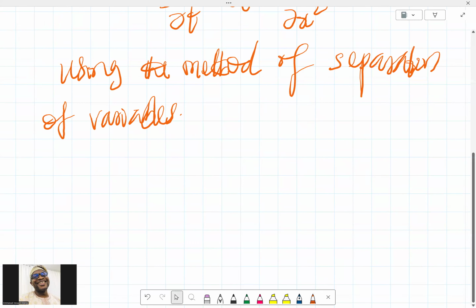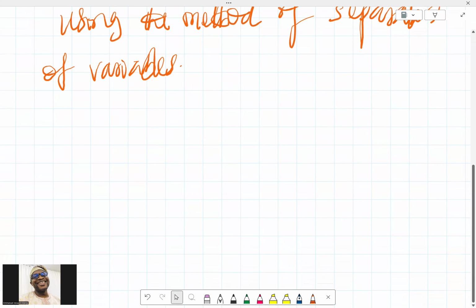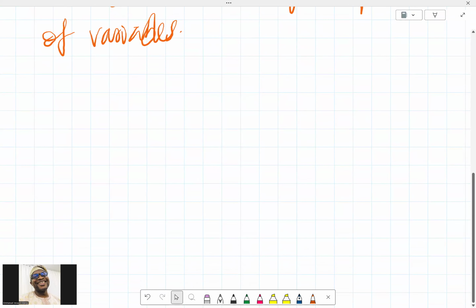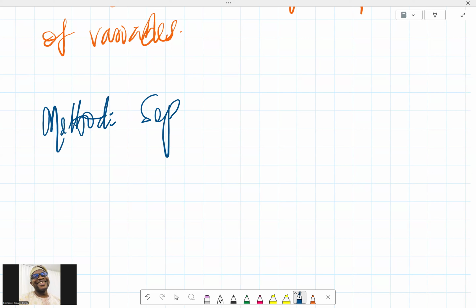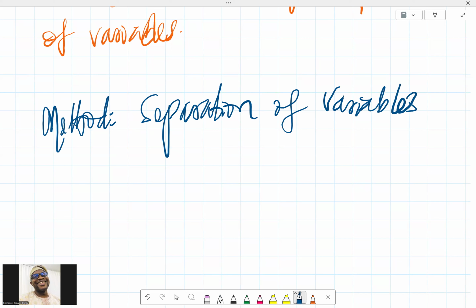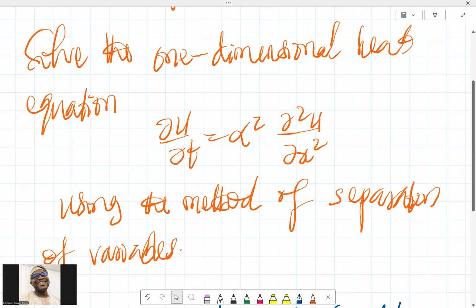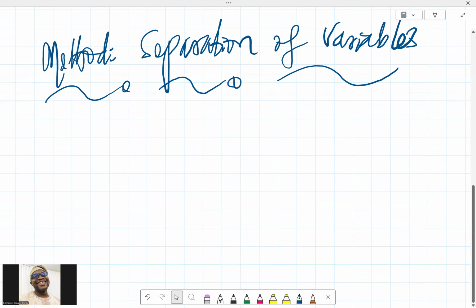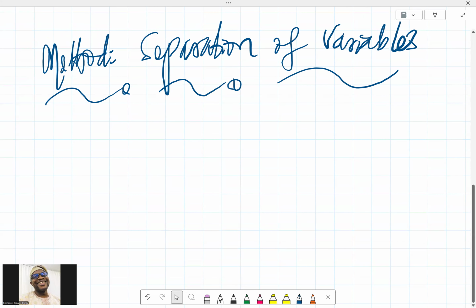Basically, we are using the method of separation of variables. Let's see how this works. It may be hard to use the method of characteristics for this because it is not a first order partial differential equation. So we're talking about the method of separation of variables.